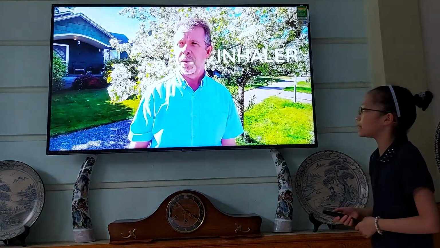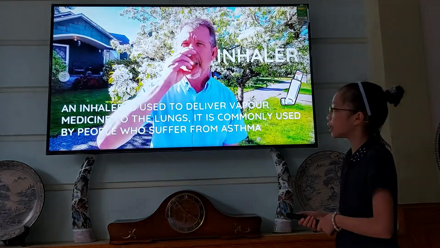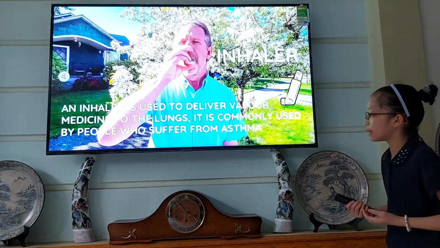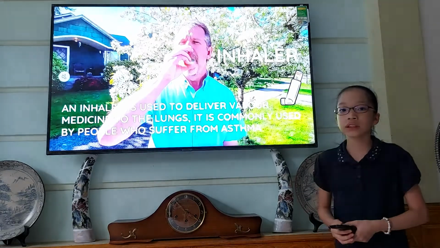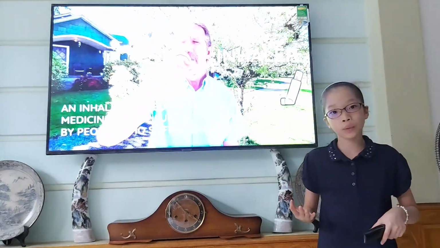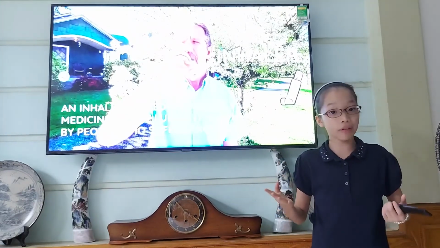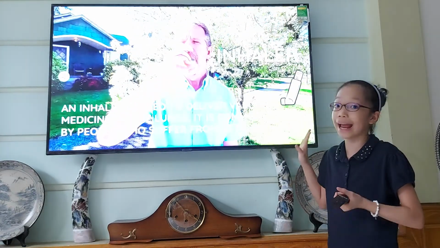And our last kind of medicine is inhaler. Inhaler is used to deliver vapor medicine to the lungs. It is commonly used by people who suffer from asthma. So like we said before, asthma needs a special kind of medicine, so it's steroid, right? So this type of steroid is called an inhaler.